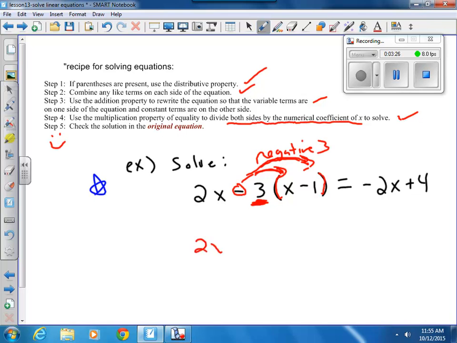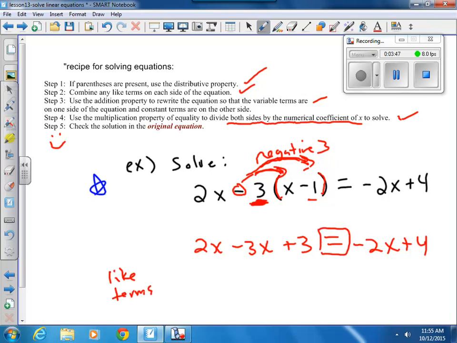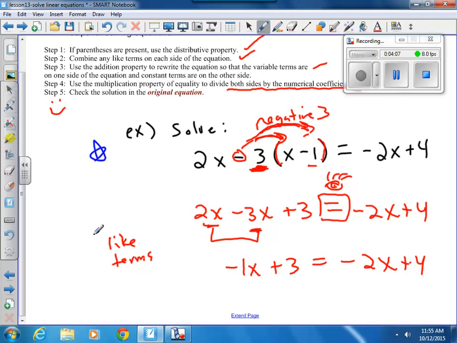So take a moment, 2x minus 3x, and then negative 3 times negative 1 makes positive 3 equals, and if you like, hit pause and see if you can beat me to the punch. Okay, then you're looking for like terms, and always keep your eye on the equals sign here. I'll even put the eyeball. Here's the eyeball. Keep your eye on the equal sign and combine like terms on the left side of the equal sign. So 2x minus 3x makes negative 1x plus 3 equals negative 2x plus 4. When you arrive here, I always tell people do this.